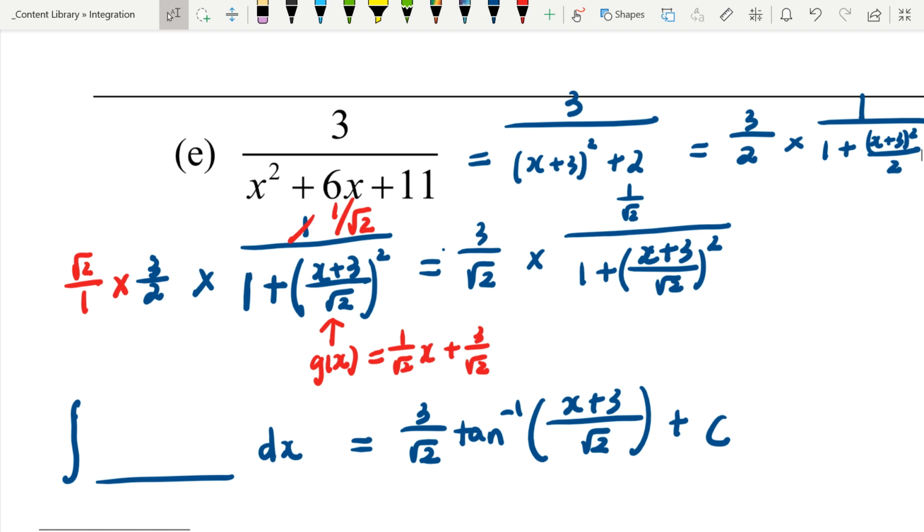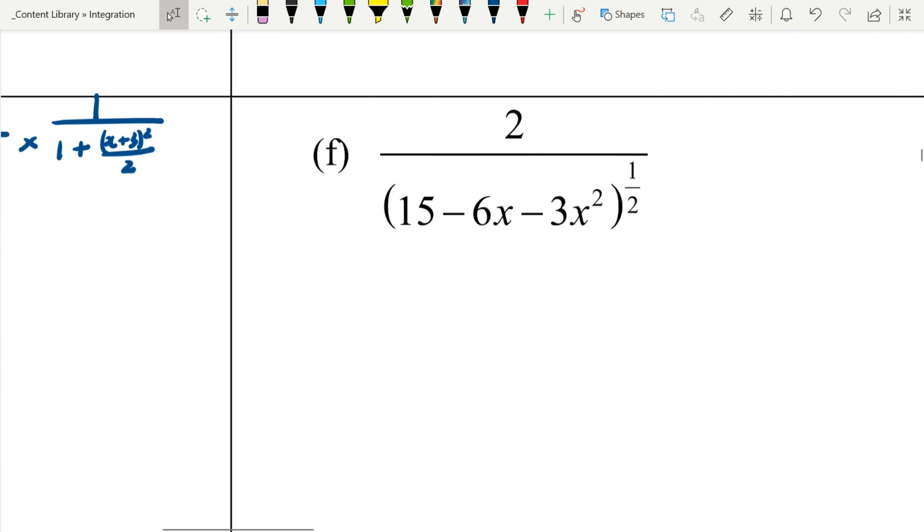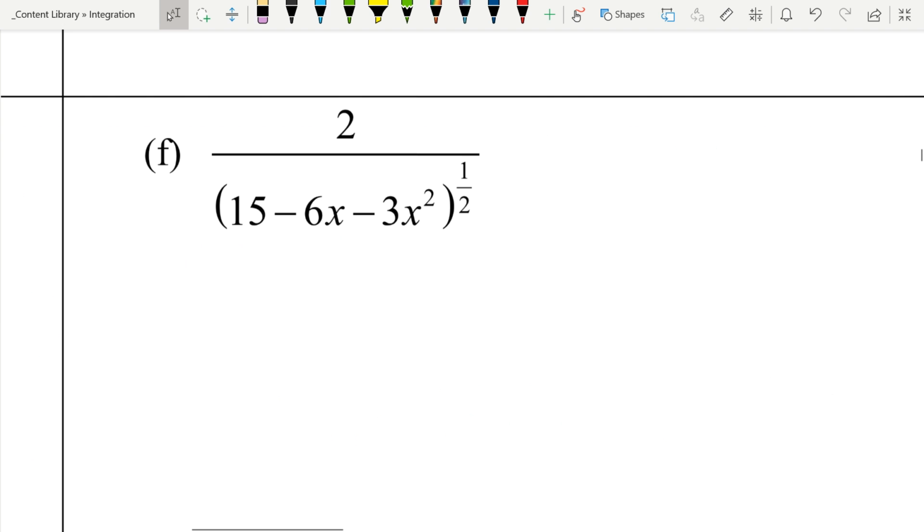Okay, let's think about the next one. Next one, what's a half? The half gives you the square root. Okay, it's the square root. Well, I'll rearrange the order.